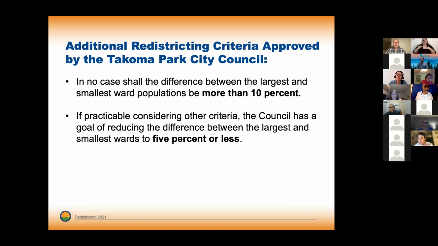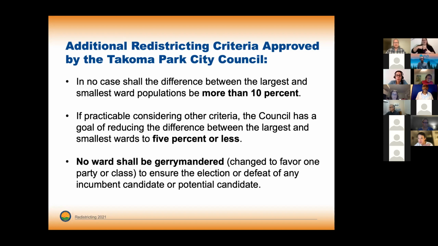Secondly, if practicable, considering other criteria, council has a goal of reducing the difference between the largest and smallest wards to 5% or less. So again, really focusing on that balanced population as a key goal.